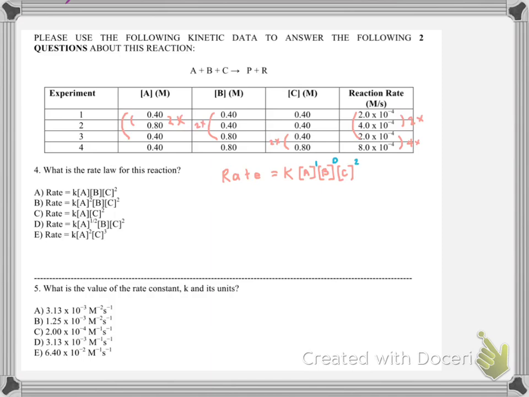Okay, so we have all the orders now, and usually what we do is just exclude anything that's 0 order, because it's not doing anything anyway. So we can get rid of that and just say Ka times C squared is our rate law, and that matches option C. And this rate law tells us that overall it's third order. Okay, and we'll need to know that for the next question.